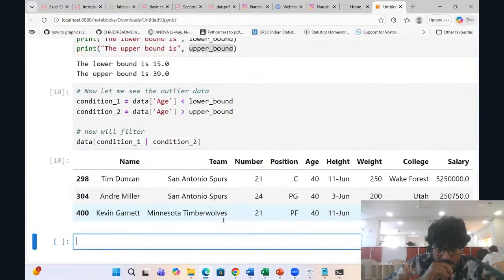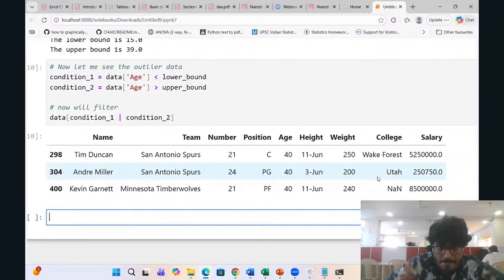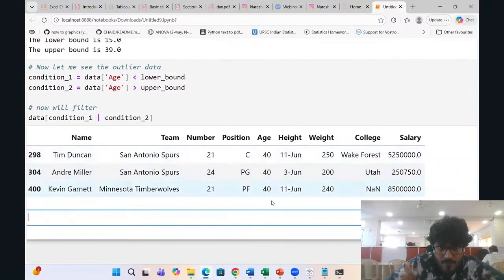Then say shift enter. There are 3 customers who are behaving like outliers. Why? See the age 40, 40, 40. There is no customer less than 15 years of age. There are 3 customers who are greater than 40 years of age. So these 3 people are outliers. So we need to take care of these people. First we'll see about Z score as well. Then we'll see how to handle these outliers again.